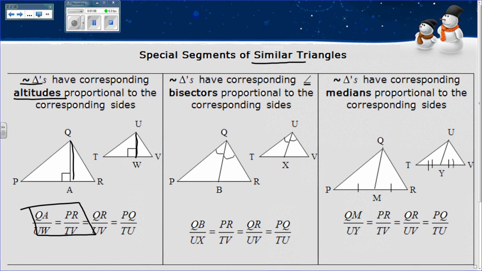The same thing goes for angle bisectors. So the angle bisector and this angle bisector would be this piece here, and it's also proportional to all the other sides as well. And the same thing goes for the medians, okay? So the median is proportional to this median, and again, you can set up several different proportions.